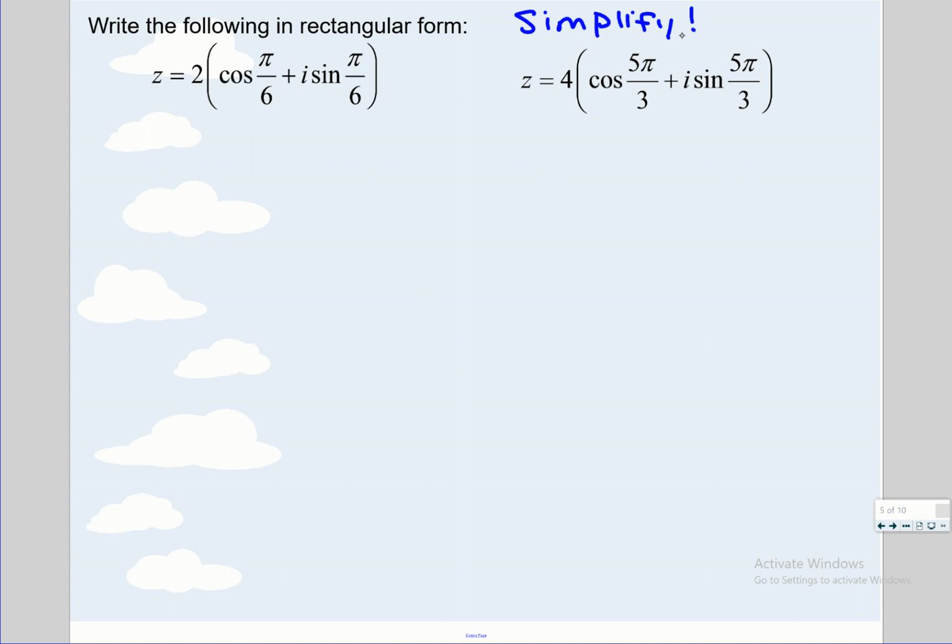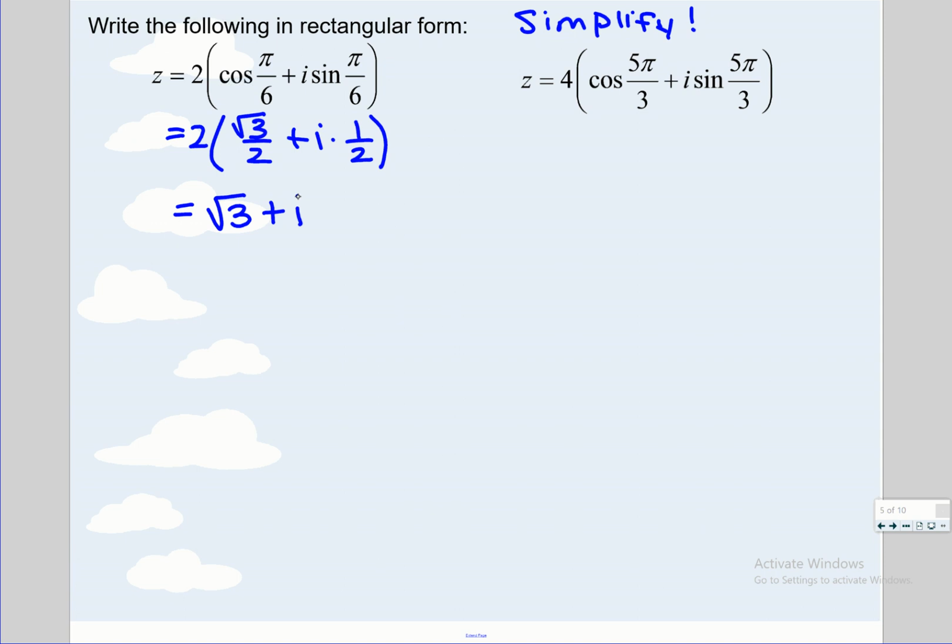Okay. So can you tell me what the cosine of pi over 6 is? Plus I times the sine of pi over 6, 1/2. And if I distribute 2 through, what's going to happen there? 2's are going to cancel. So rad 3 plus, you could say 1i, we usually just say i. And that's it. That's rectangular form.